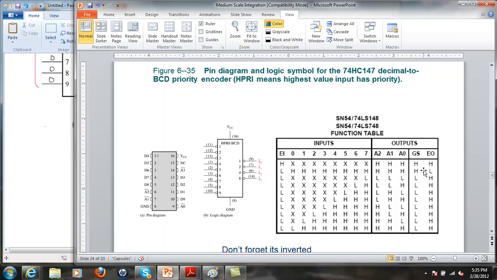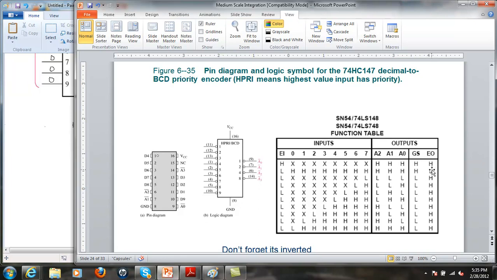And again, it has some input pins that I need to check out from the truth table from my spec sheet that indicate how to make this thing work like a priority encoder. So I need to have my GS pin low, wherever that one is. It's not labeled on there. And my E0 pulled high.